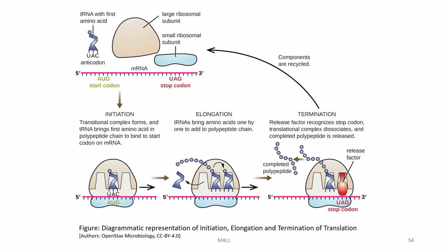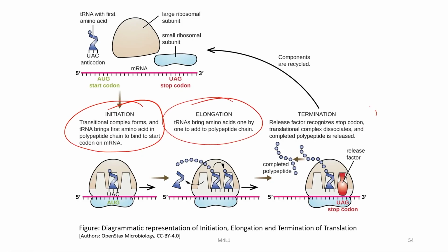So overall, we can see here the schematic of this process where there is initiation. You have this tRNA with the first amino acid, which we already described, along with the large and small subunits and the mRNA, and there is a start codon and there is the stop codon, and then the initiation happens, followed by elongation and then finally termination.